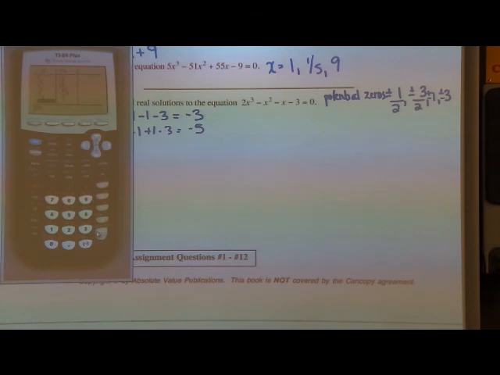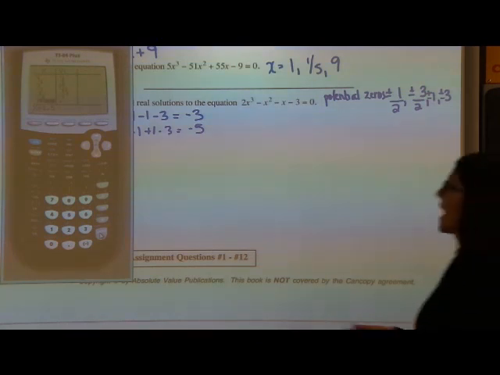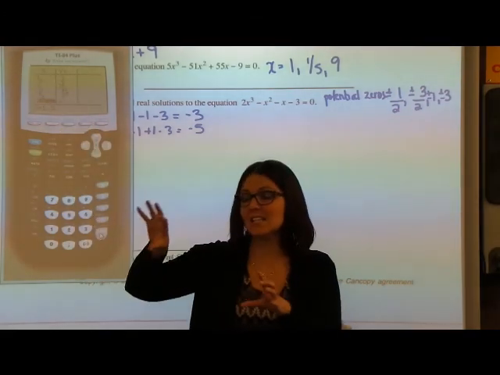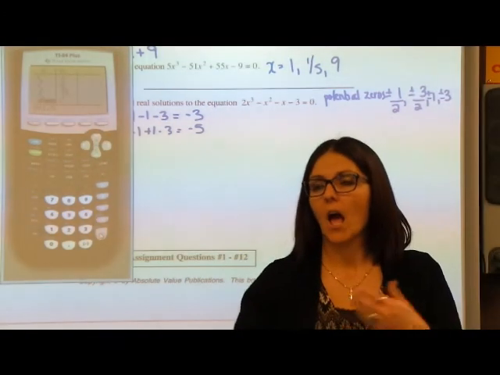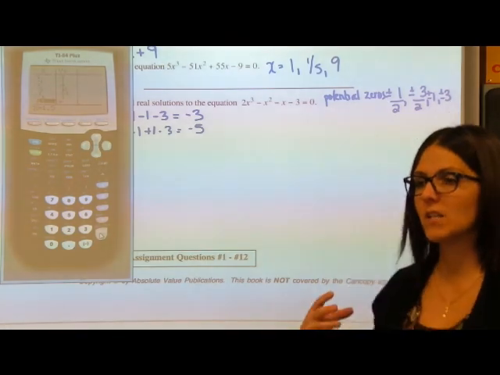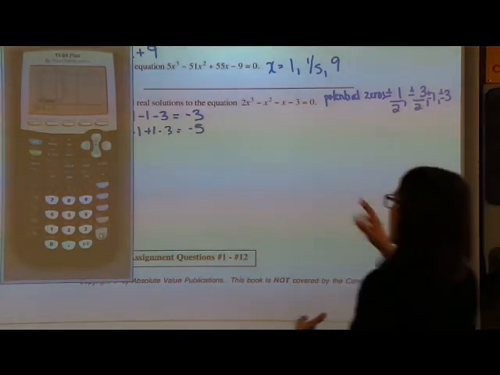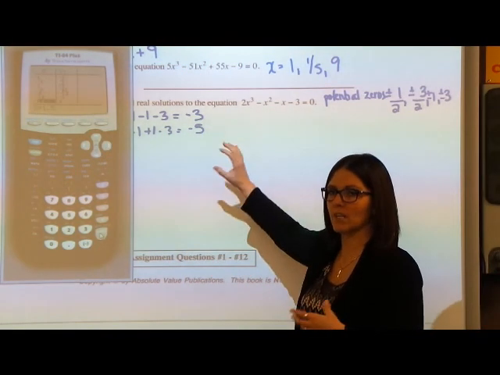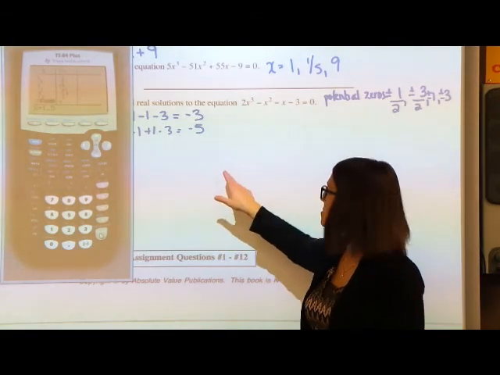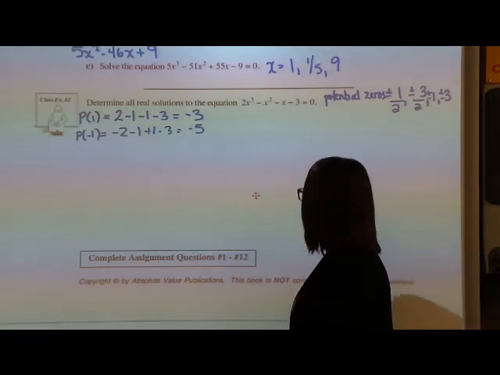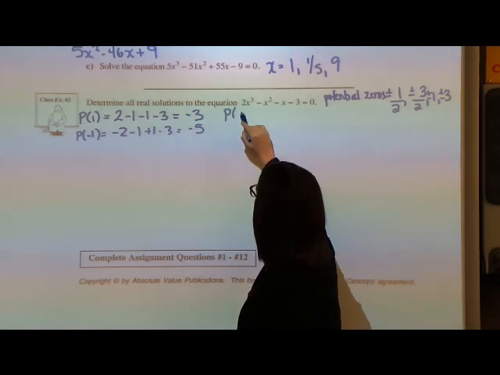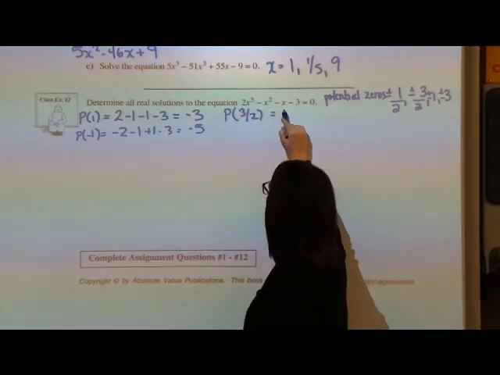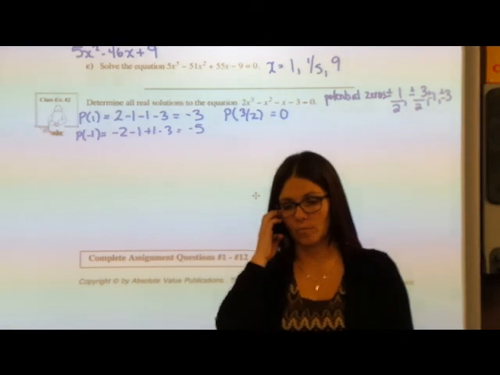Now I'm at 3/2. So 3/2, there's my 0. So my potential 0 becomes 3/2. And so I'm still, in a sense, doing this algebraically. I'm just making it shorter because I don't want to spend all of my time doing my basic math. I want to spend my time actually factoring this. So I now have that 3/2 will be my 0.